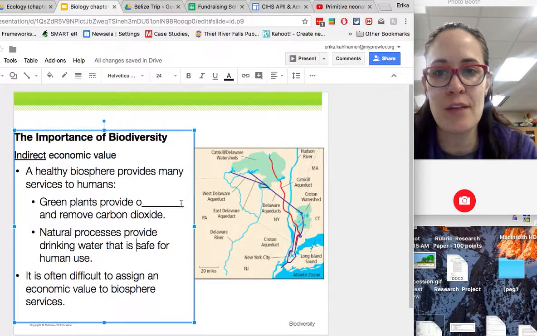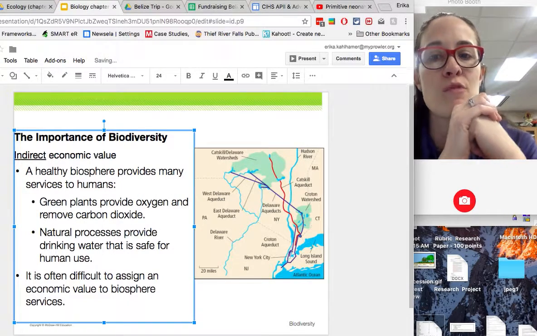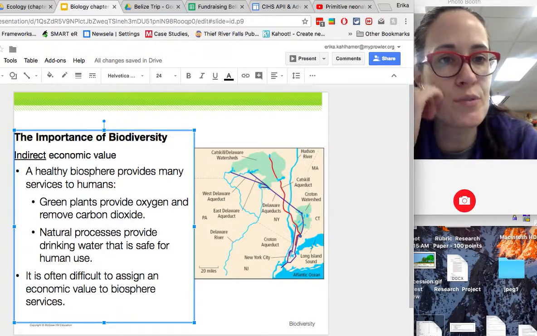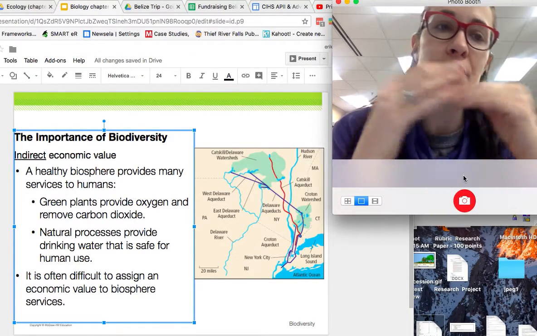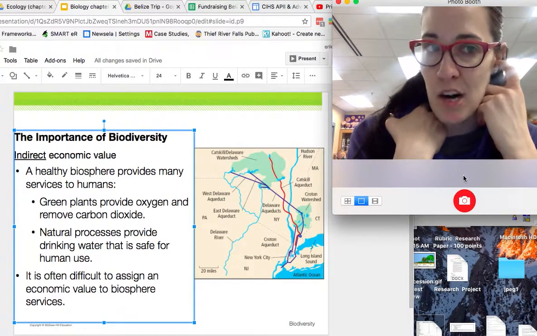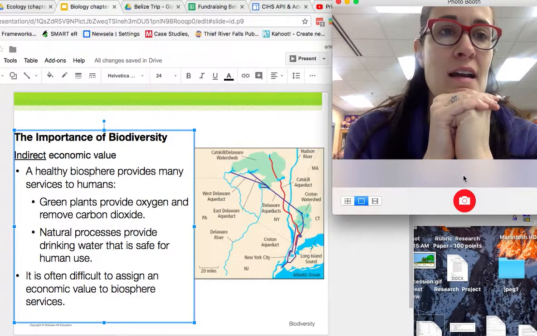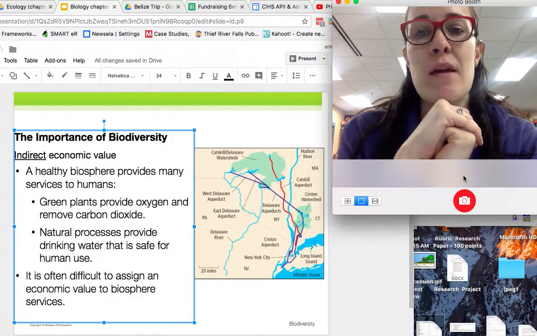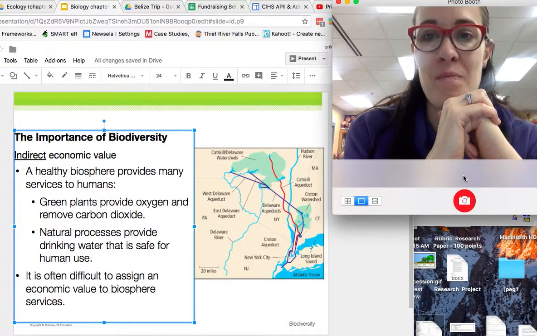For example, green plants provide oxygen and remove carbon dioxide. This includes all the algae, the plant life in the ocean. They produce the oxygen that we breathe, and they also remove extra carbon dioxide, which, in excess, can act as a pollutant in the environment. So plants keep us healthy.